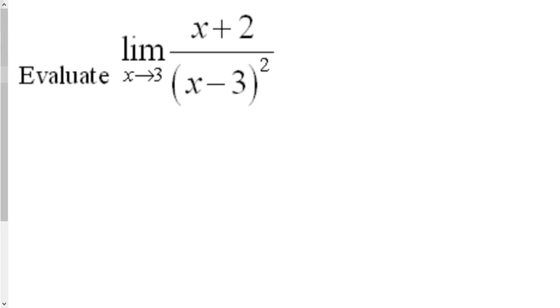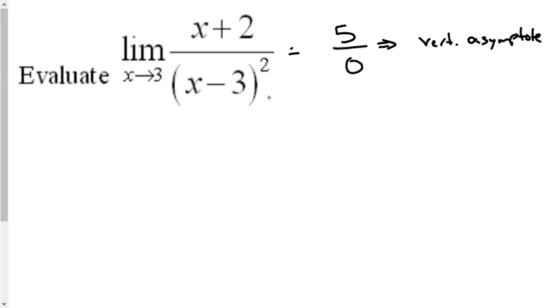All right, here's our next function that we're going to be looking at. We have x plus 2 over x minus 3 squared. Now, you might remember what this already looks like. But let's go ahead and evaluate it. If we try plugging a 3 in, we end up getting 5 over 0. And so this tells me that I'm going to end up having a vertical asymptote right there. Okay, so I have a vertical asymptote at x equals 3.